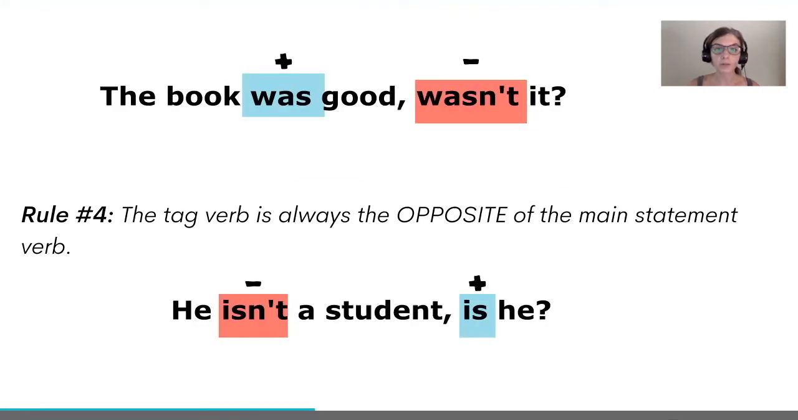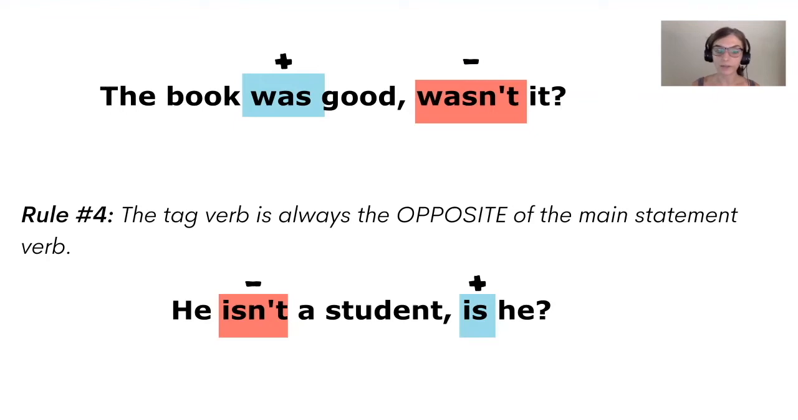Now this works in reverse too. If your verb in the main statement is negative, such as he isn't a student, then the tag question needs to be positive. He isn't a student, is he? So they should always be opposite of one another. They can never be the same. They need to be opposites. Positive, negative, negative, positive.